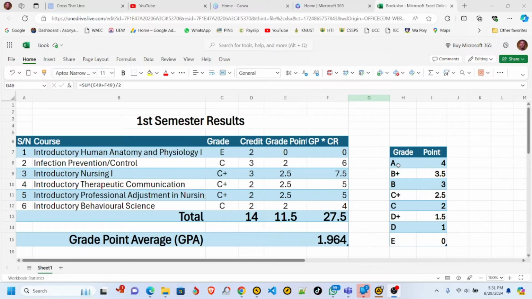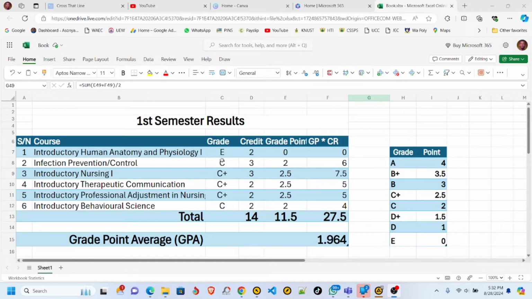Like I said, on the HCI portal, when you have A, that means you are getting 4 as your grade point. When you have B plus, you are getting 3.5. B will give you 3. C plus will give you 2.5. C will give you 2. D plus will give you 1.5. D will give you 1, and then E, like I said, means failure. So you have failed in that particular course and you have to retake it. This person has sat for 6 courses and failed 1.